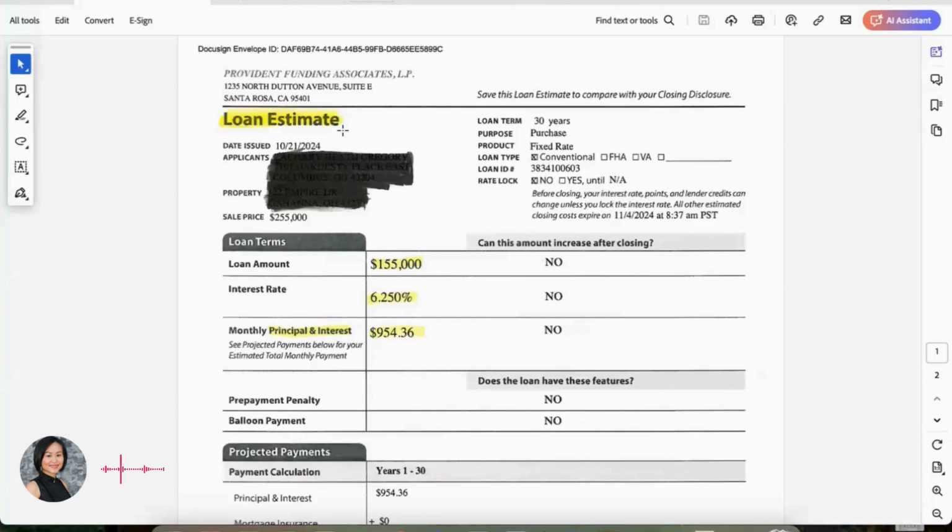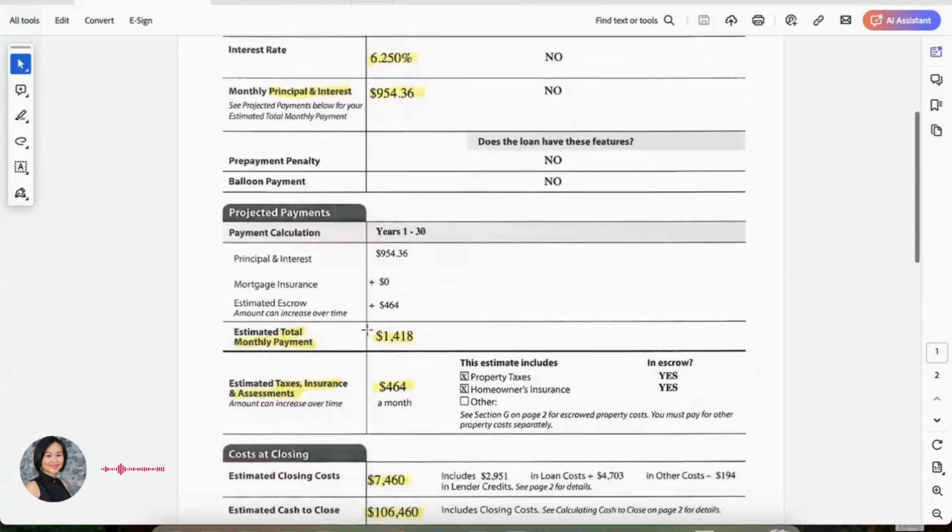I want to walk you through the form today because we have 3 days for compliance, and I want to make sure you have ample time to understand it before you sign. Okay? So anyway, here we go. Loan amount, interest rate, monthly principal and interest, total monthly payment, the tax, insurance, and assessment.